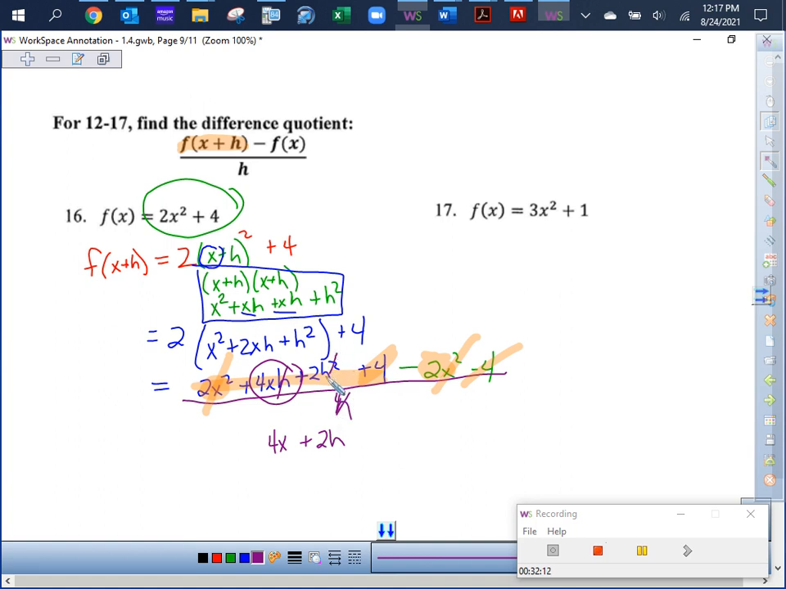So the difference quotient turned out to be 4x plus 2h. This is the answer. You don't solve for x. You don't solve for h. You just get that answer. What does it mean? Take calculus. We'll do another one when we come back.